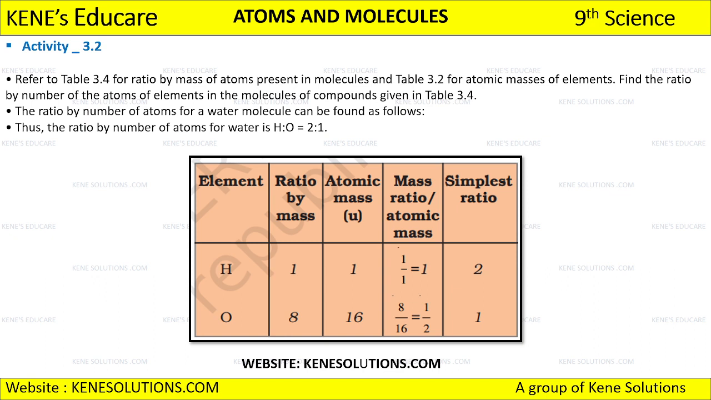After that, we will discuss activity 3.2. We will have different elements along with the ratio by mass and their atomic mass. Then we have the mass ratio divided by the atomic mass unit. Then we have the simplest ratio which has been given. We will discuss all of that through activity 3.2.